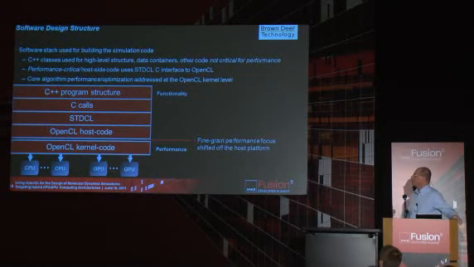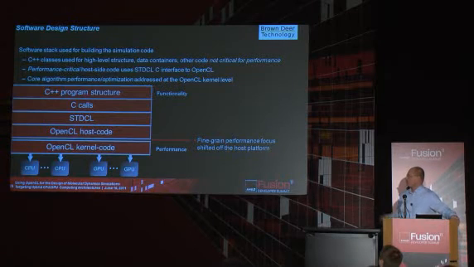From a software design perspective, this is the layering of the software stack that we use for implementing the application. At the very highest level, it's a C++ program. It's nice because C++ is very functional, but it's for non-performance-critical steps. Performance critical code is then implemented on the host side in C, using the standard CL C interface to OpenCL. Below that, we have the OpenCL host code, and then over on the devices, you actually have the OpenCL kernel code.